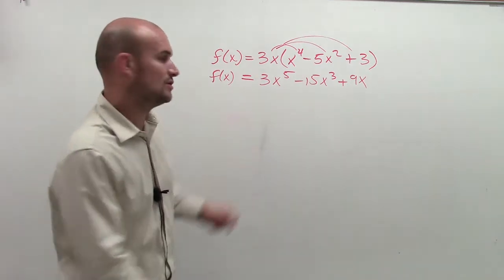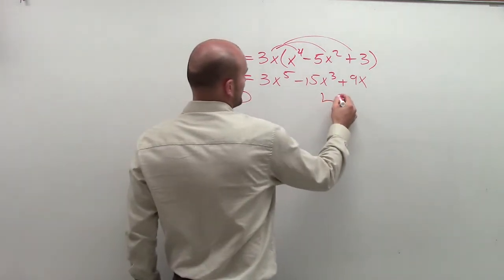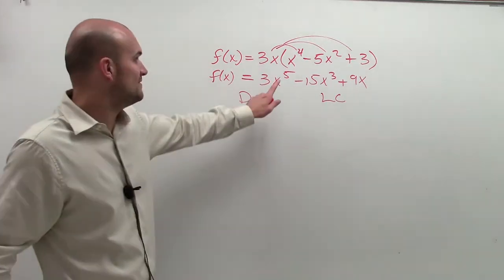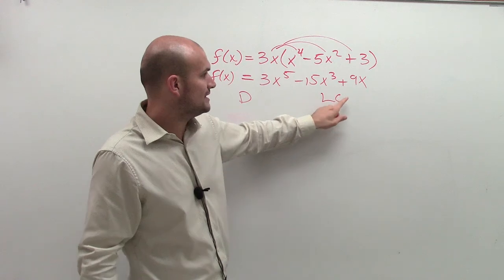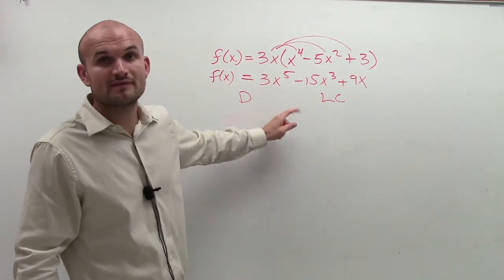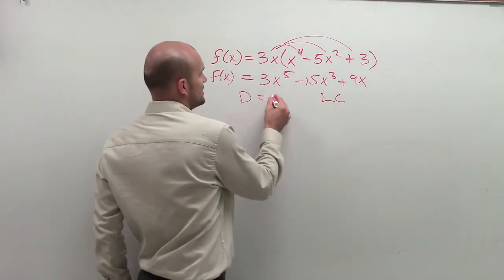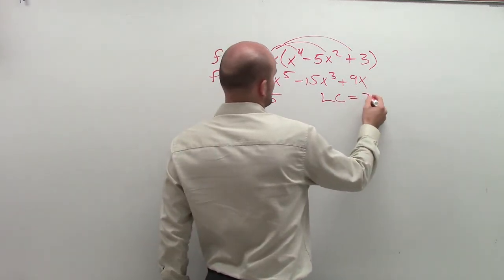Now what we want to do is look for our degree and our leading coefficient. The degree in this problem is going to be 5, which is our largest exponent when it's in descending order. And our leading coefficient is the coefficient of that leading term, which is 3. So I'll say the degree is 5, leading coefficient is 3.